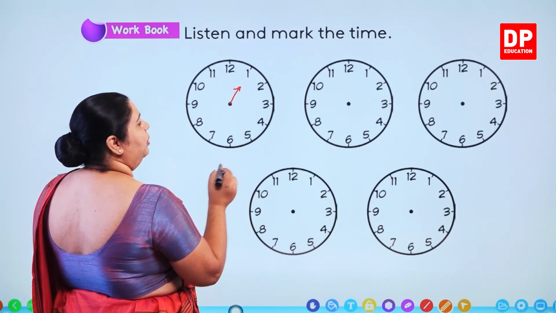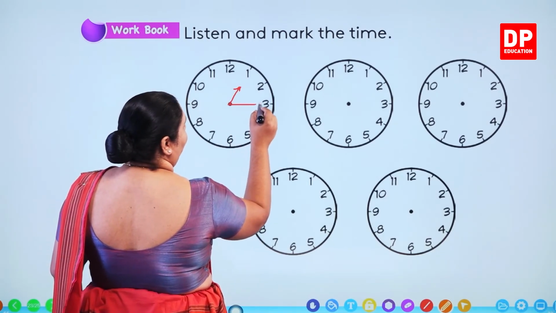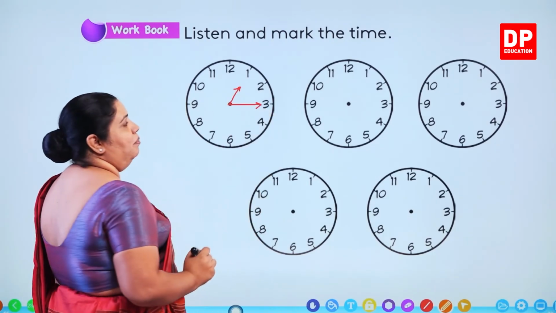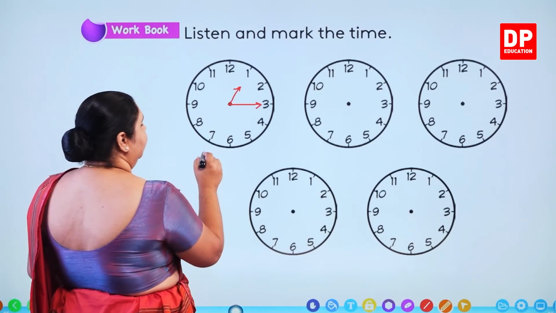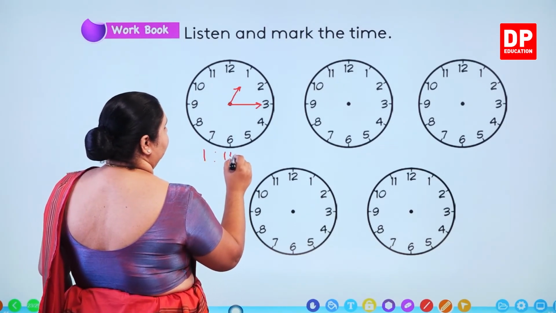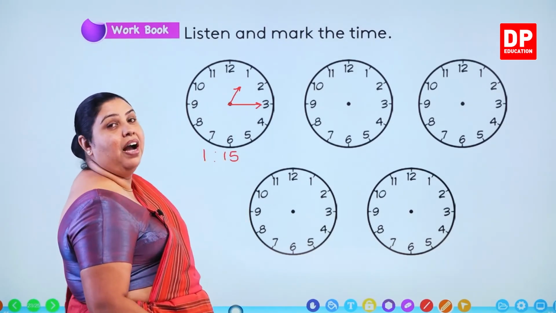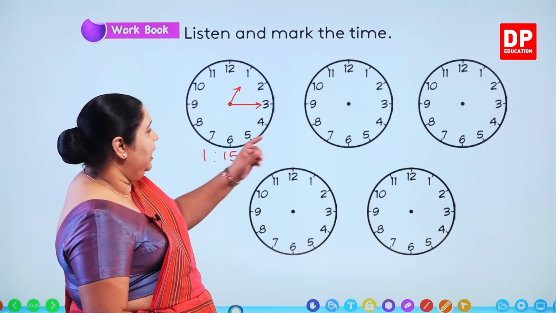15 means the long hand in number 3. 1:15 is the time. Next one.